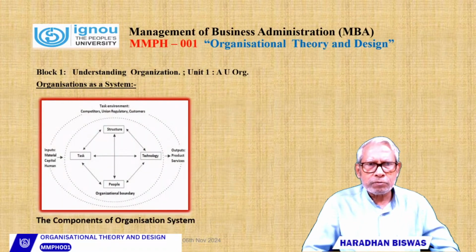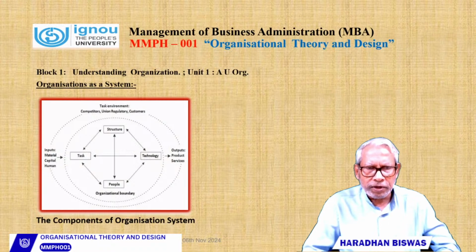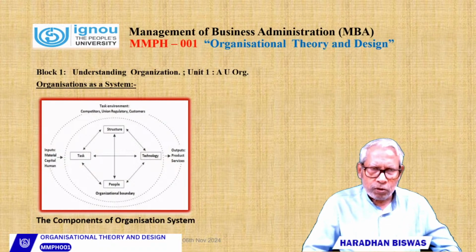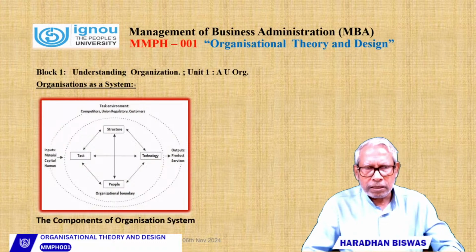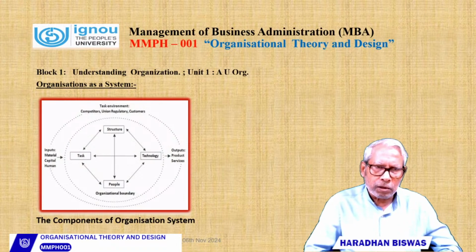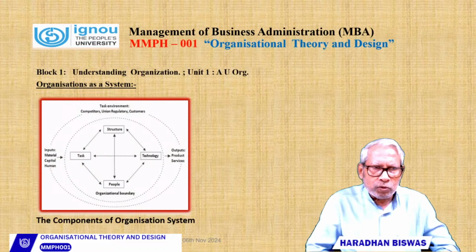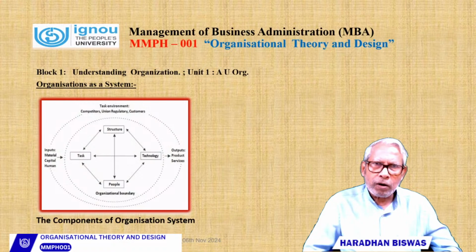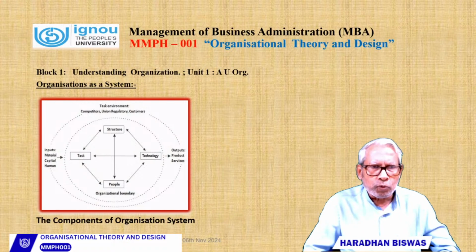So from this structure, the organizational system has been defined. There is the organizational system. The components are there. As I said, there is structure, technology, people, and tasks. There are four organizational boundaries, and some inputs. Inputs are basically the materials, the capital, and manpower, basically the humans. These are all the inputs, and finally all the inputs are coming into the second layer.